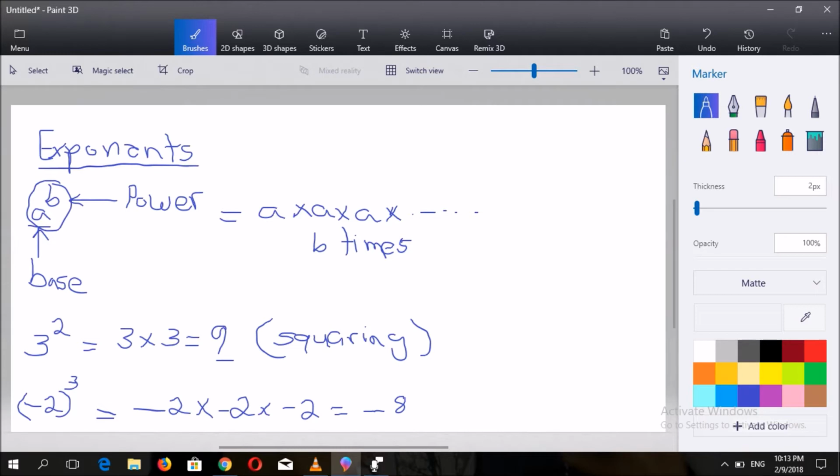According to these two examples, as you can see, the result that we obtain from the calculation of exponents might be positive, like in this example, or negative, like in this example. So the value of an exponent might be either positive or negative. Now the question is, when can we expect to obtain a positive or a negative number when we deal with exponents?